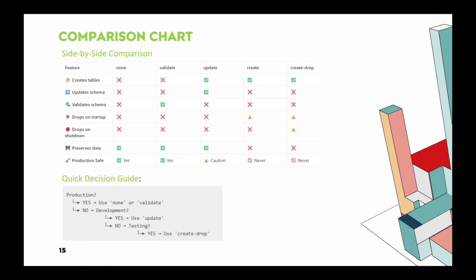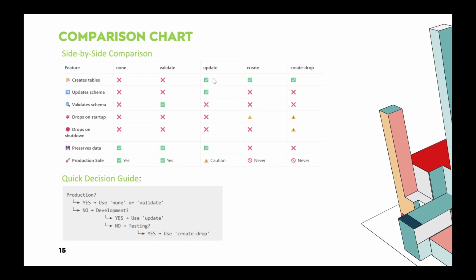Okay, chart comparison. If you look here, none is always safe because you do not create tables, do not create columns, do not alter columns. Validate is the same: do not create tables, do not modify columns. It just validates the schema, meaning the structure of the table. It does not deal with the data, so existing data will remain.